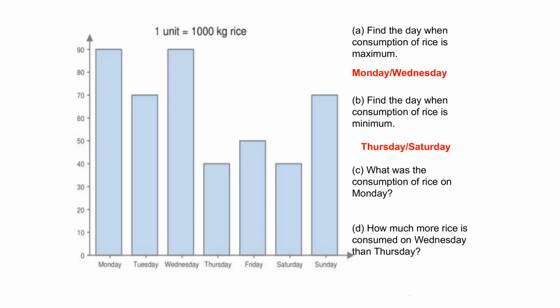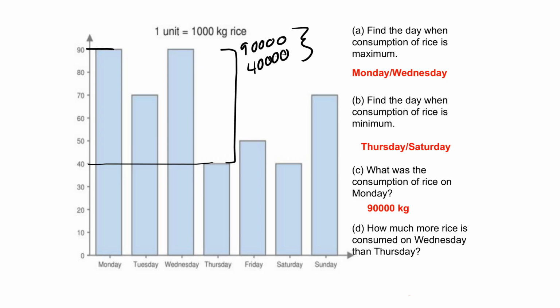Now, what was the consumption of rice on Monday? Well, again, pretty easy to see because it's right there. Looks like we're at 90, and that's times 1,000. So we can say that 90,000 kilograms were consumed then. And then how much more rice is consumed on Wednesday than Thursday? Since those two are together, it's asking us what the difference is between here and here. So if this is 90,000 and this one looks like, I guess, 40,000, the difference is 50,000.